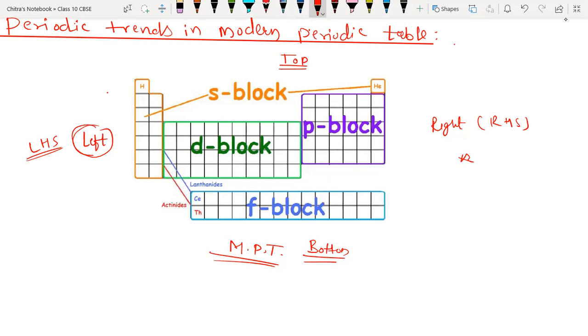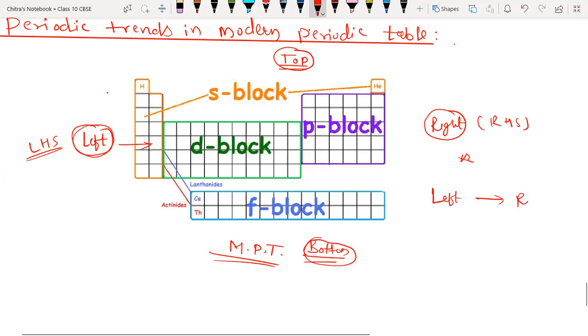Here we have the left hand side of the modern periodic table, here the right hand side, here the top, and here the bottom. If we are moving left to right, we are moving along the period. Is it or not? Do reply. Yes, sir. Okay. This is the first thing.